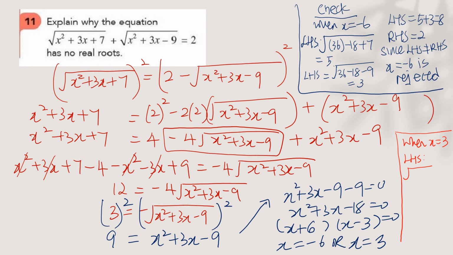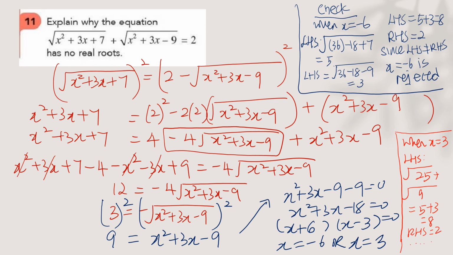Okay, 3 squared, that's 9. 9 plus 9, 18. 18 plus 7, 25. Then plus another 9. 9 plus 9, 18. 18 minus 9 is 9. So that will give me 5 plus 3, 8. Oh, so again, you see that the right hand side is 2. So therefore, we can see very clearly that left hand side is not equal to right hand side.